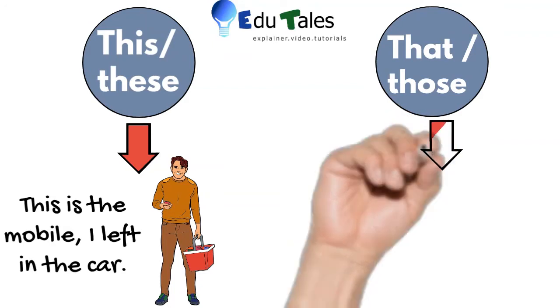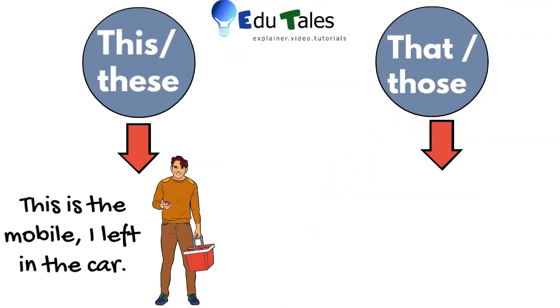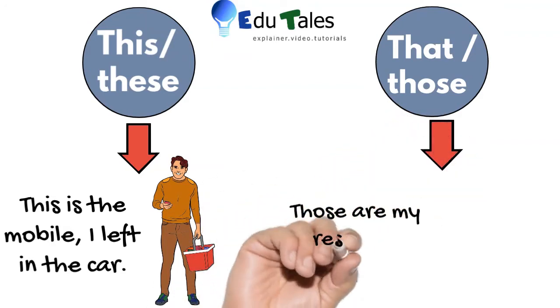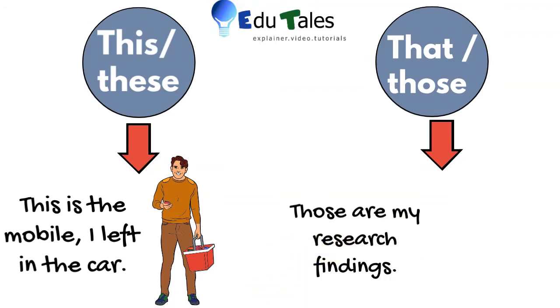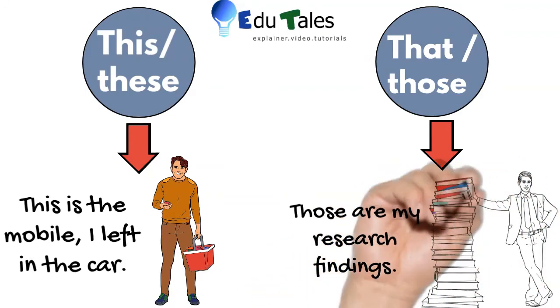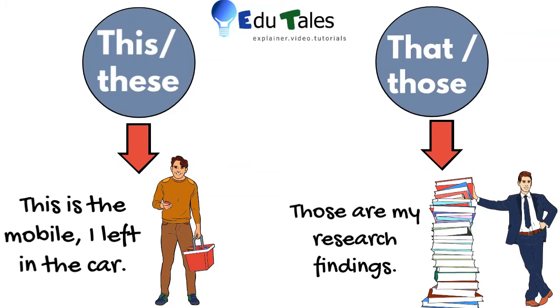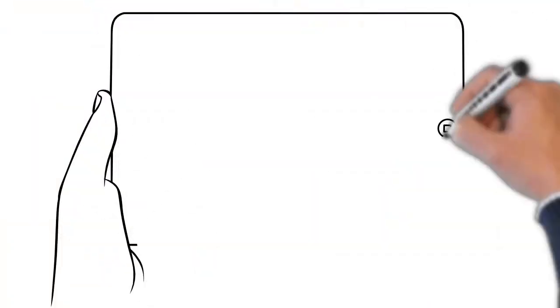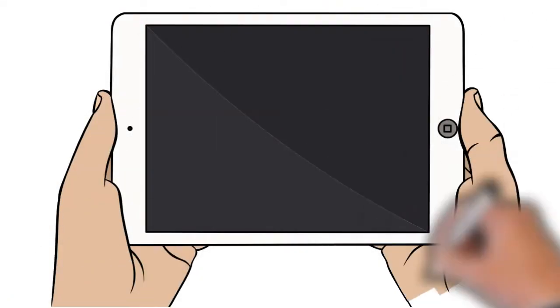Whereas that and those refers to something at a distance. For example, those are my research findings. In this example, the speaker could be pointing to his research findings. They are plural and far from the speaker. We can summarize this through this table.